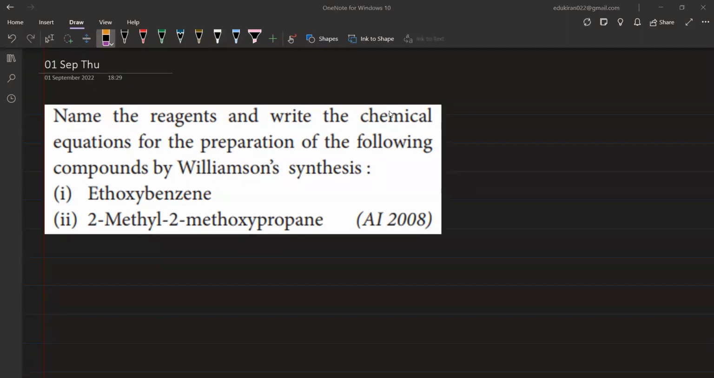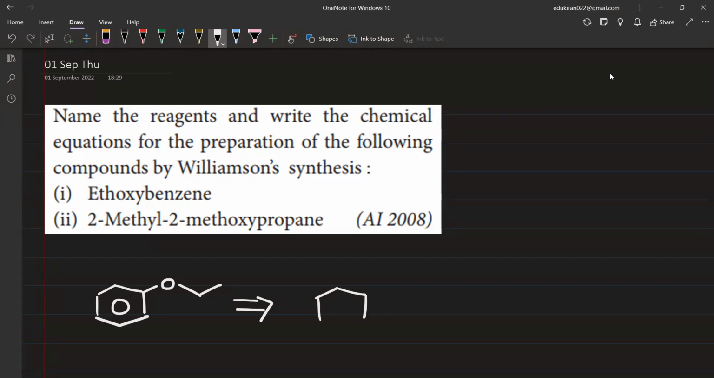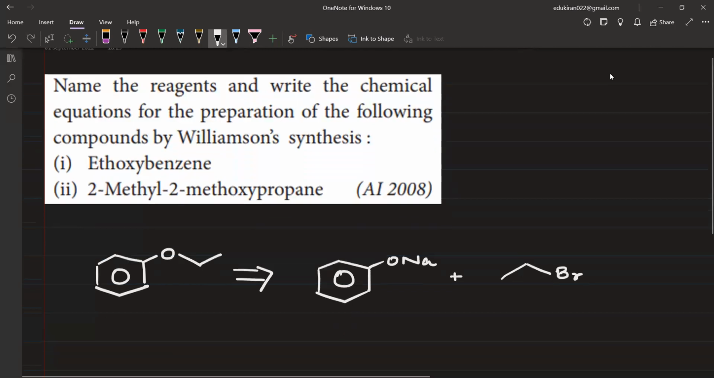Okay. Let us look at this problem here. Ethoxy benzene. So ethoxy benzene will be O, then CH2, and then one CH3 here. Now we can make this. This is a retrosynthesis arrow. I am glad that many of you remember this. In MSc, we have a subject that is called retrosynthesis. So this can be made by ONa and then a haloalkane, like Br.